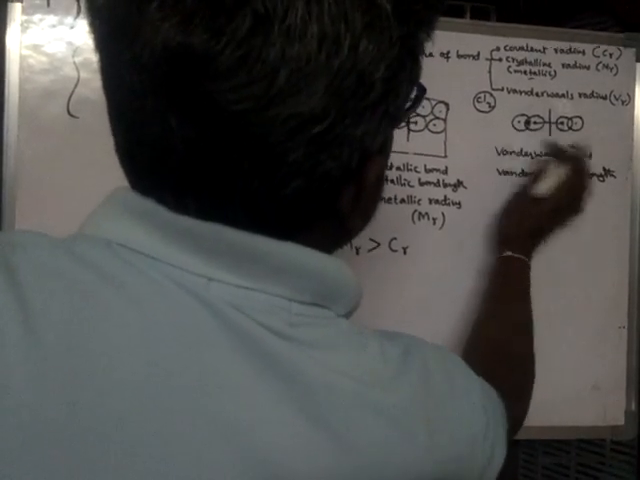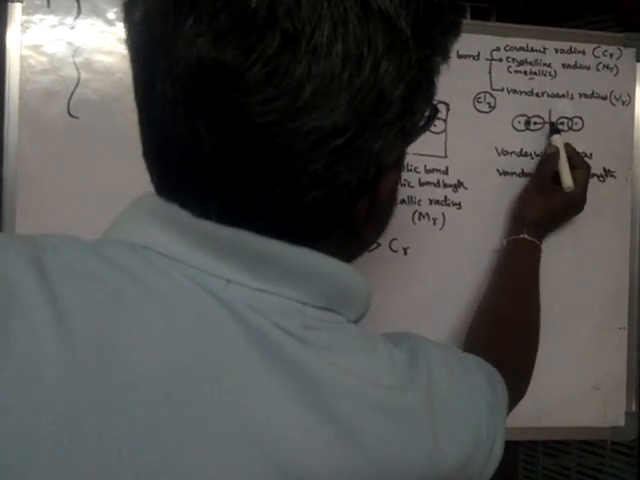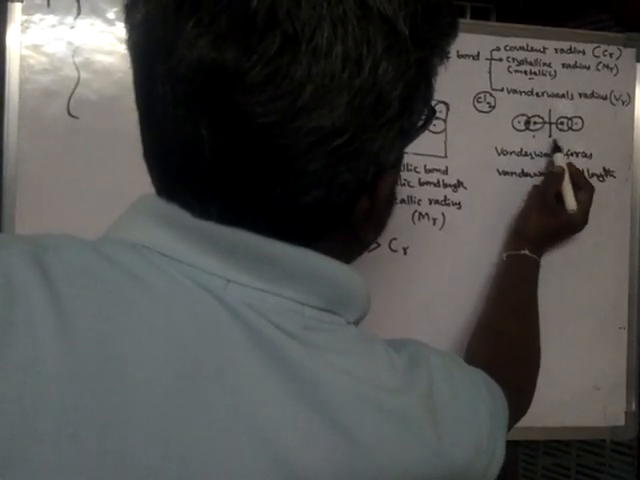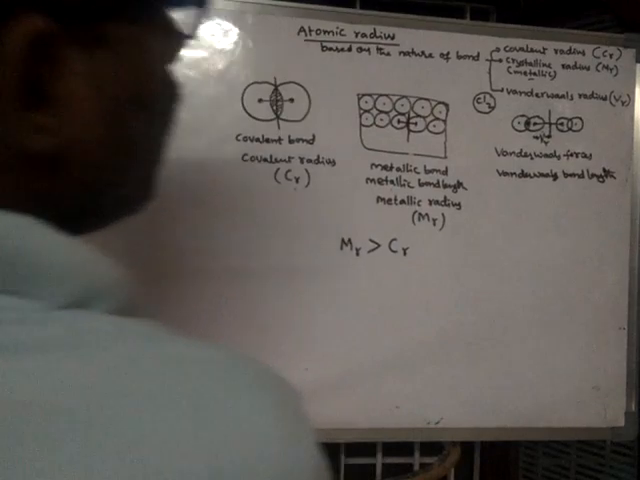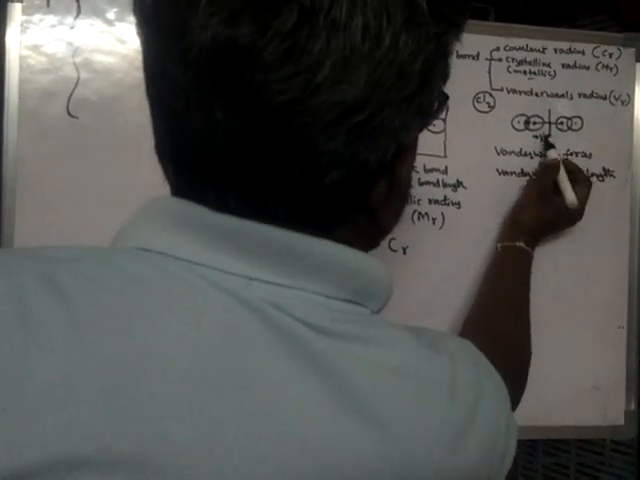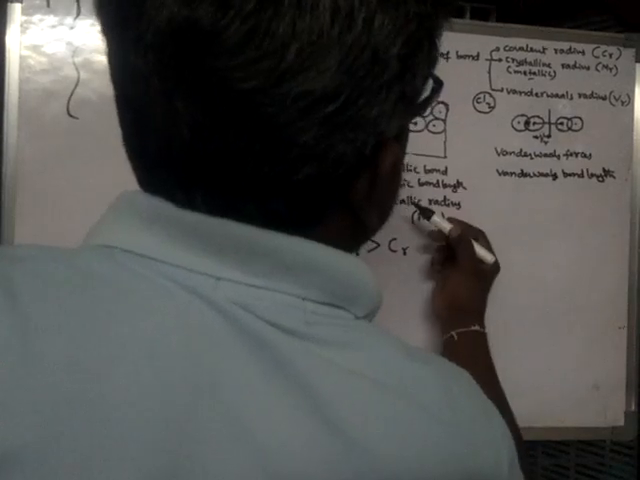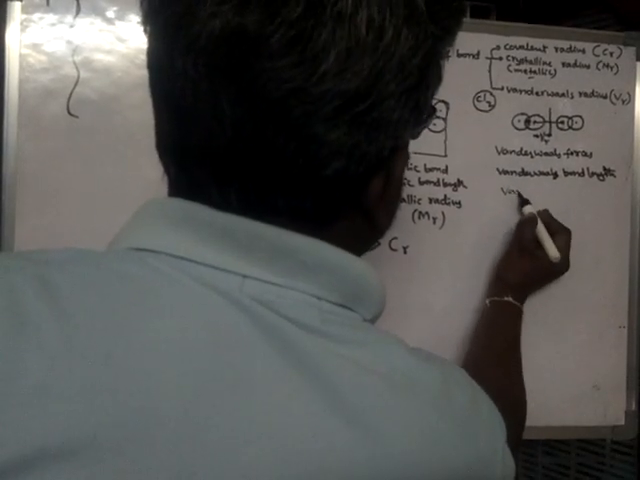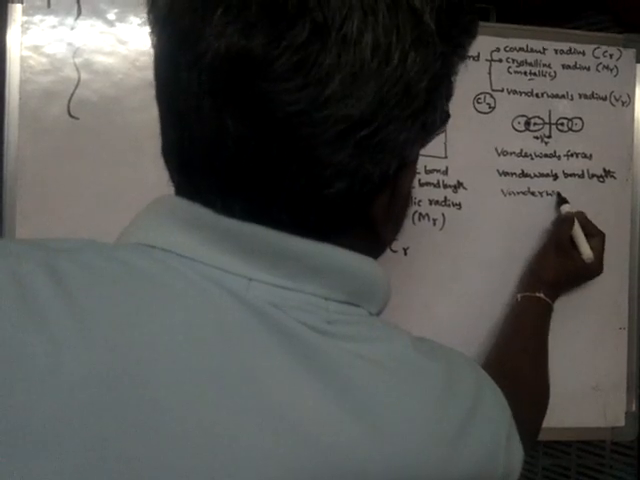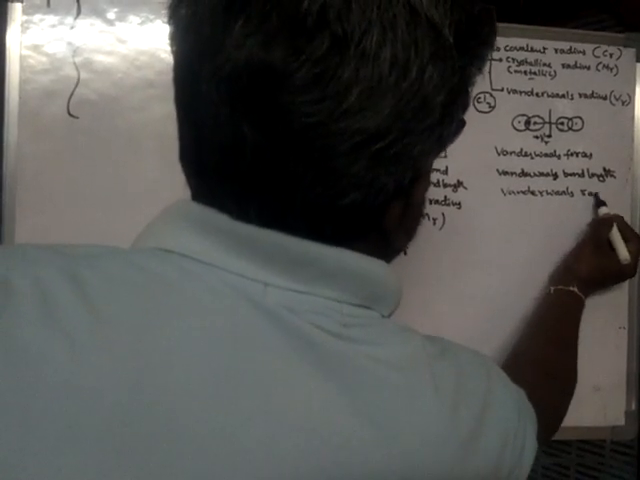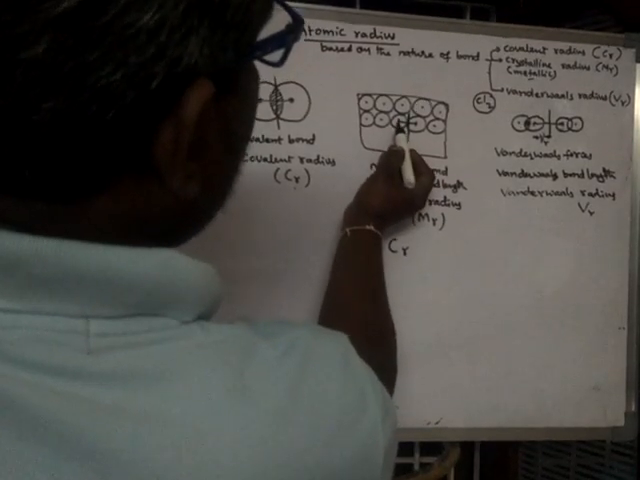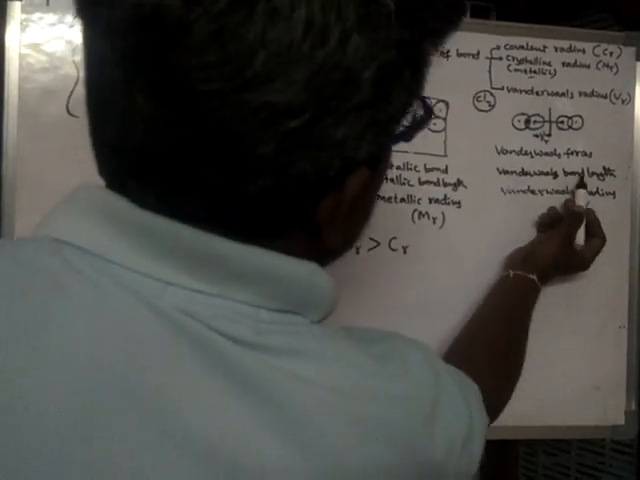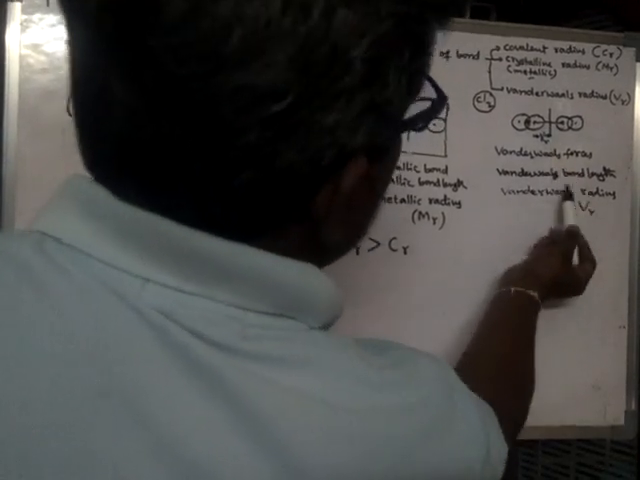Now here, from this point to this point, the distance is said to be Van der Waals radius. Are you following? So this is Van der Waals radius, which is denoted by VR. Now compare metallic radius with Van der Waals radius. Metallic radius is half of the metallic bond length, but Van der Waals radius is half of the Van der Waals bond length.